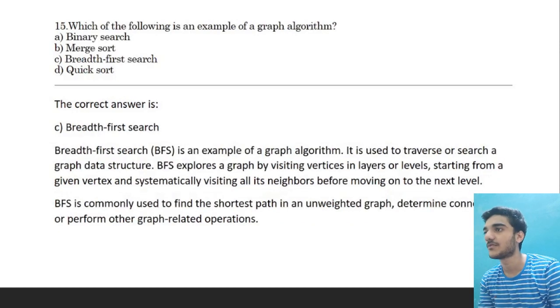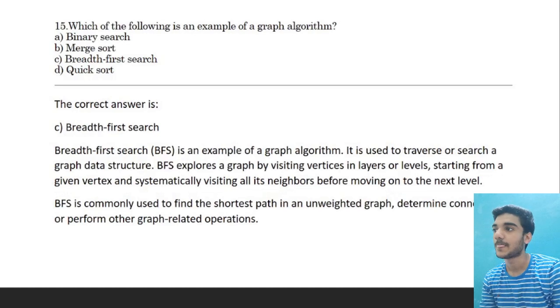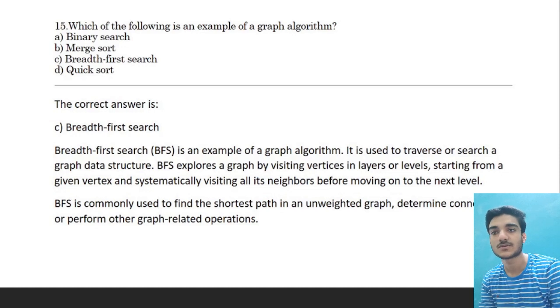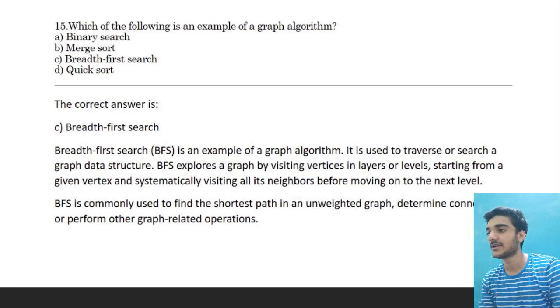Question 15. Which of the following is an example of a graph algorithm? The correct answer is breadth first search. BFS is an example of a graph algorithm. It is used to traverse or search a graph data structure. BFS explores a graph by visiting vertices in layers or levels starting from a given vertex and systematically visiting all its neighboring vertices before moving on to the next level.